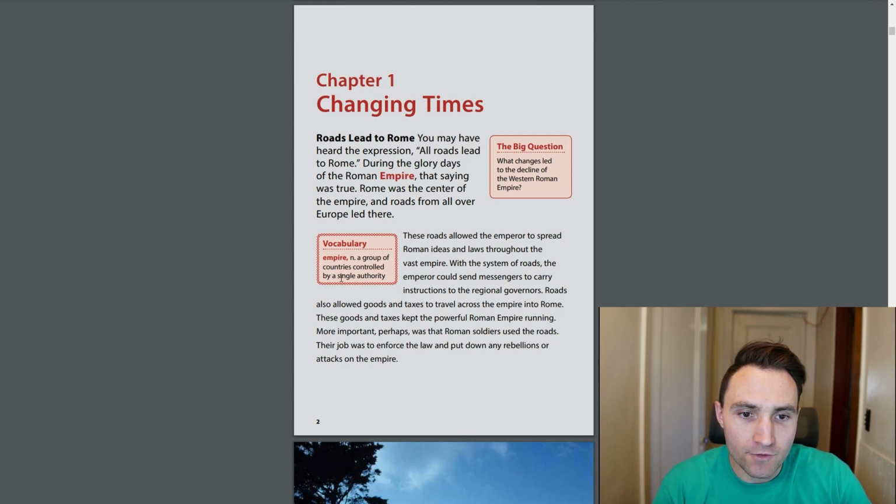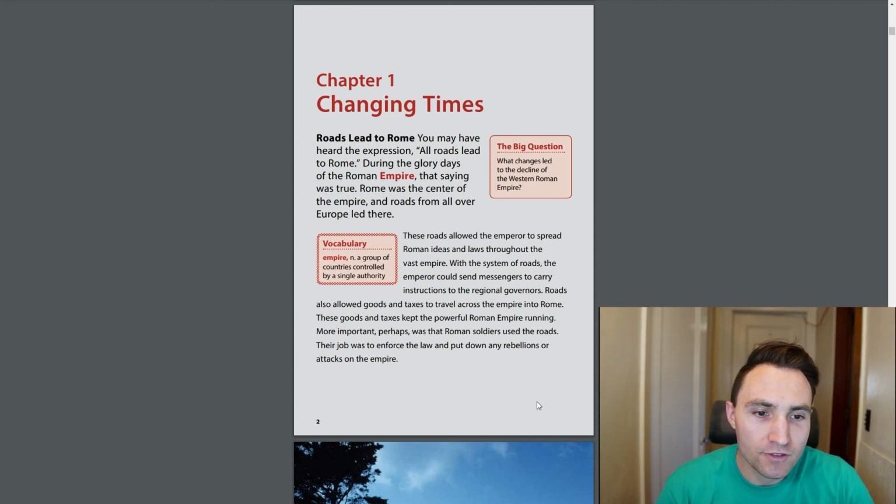All right, there's our first vocabulary word, highlighted in red, empire. So an empire is a group of countries controlled by a single authority. So the Roman Empire controlled other countries. So these roads allowed the emperor to spread Roman ideas and laws throughout the vast empire. With the system of roads, the empire could send messages to carry instructions to the regional governors.